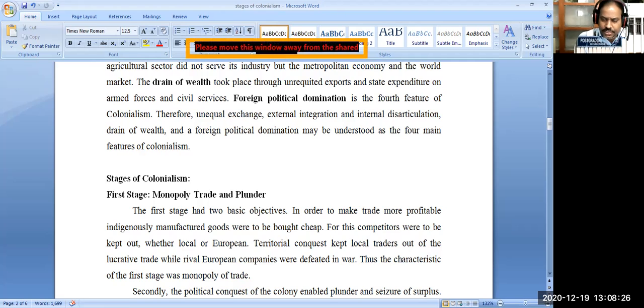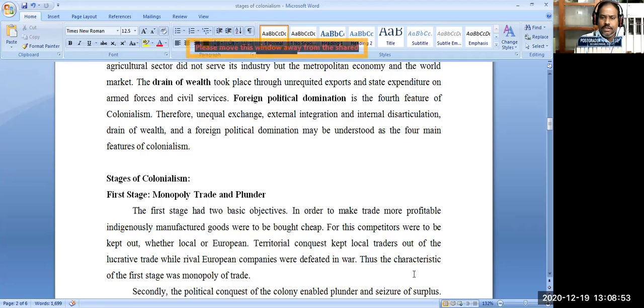Okay, so first of all, let's see what the various stages of colonialism are. You basically find three stages of colonialism. Within the first stage, you may find monopoly of trade and plunder of various colonies by an imperialist country. So we'll see what things come under the first stage of colonialism.